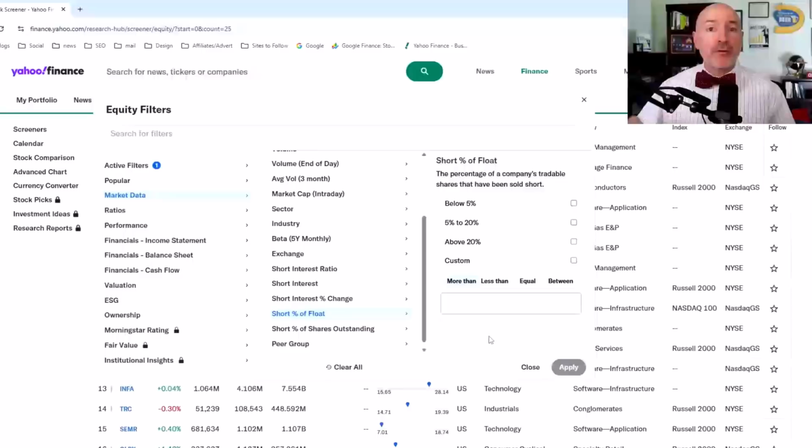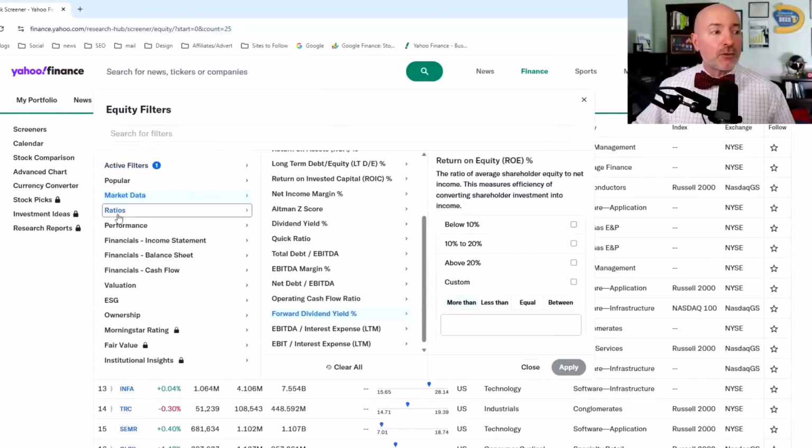If you do believe the bear case scenario and that the stock price is likely heading lower, you can either avoid it or you can join those shorts on the short side as well. Next here, we'll go over to the ratios.